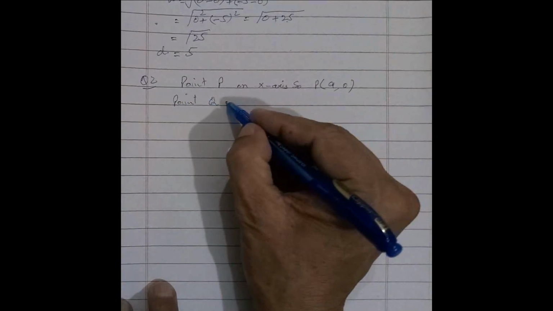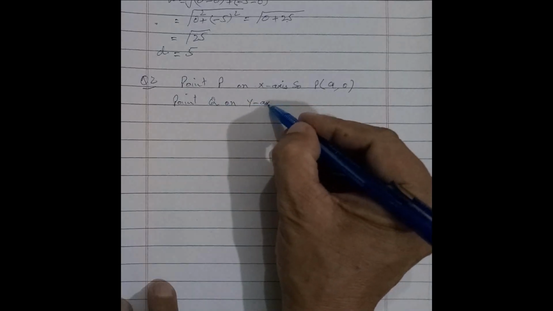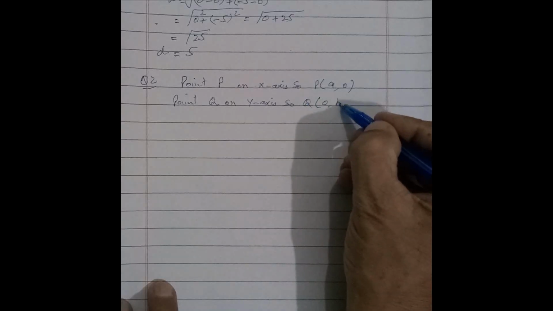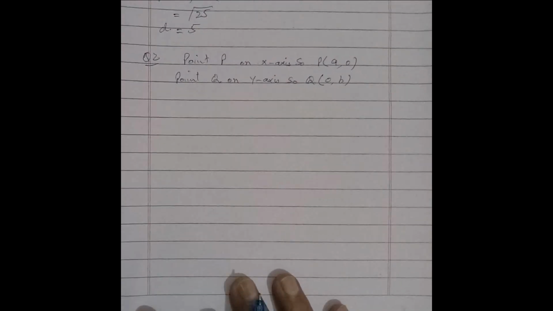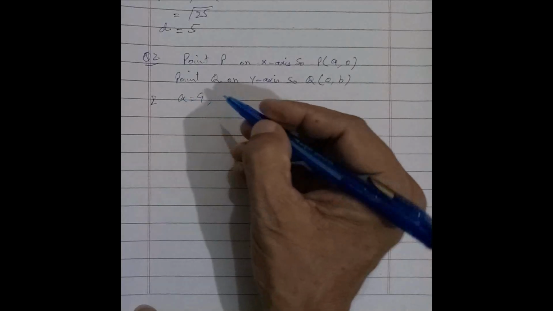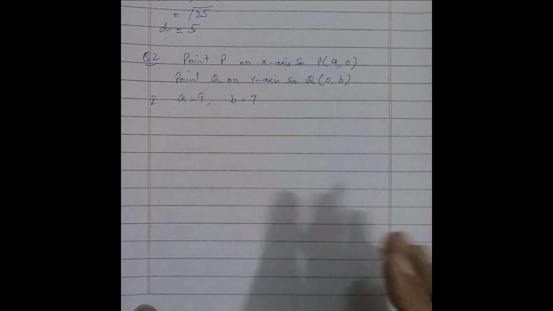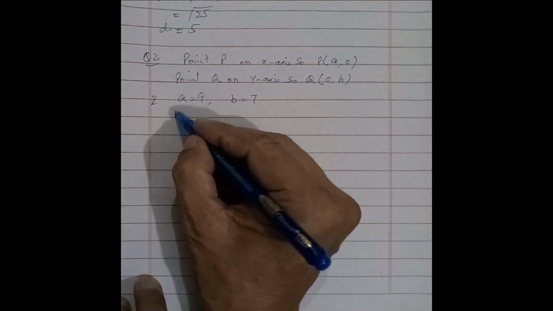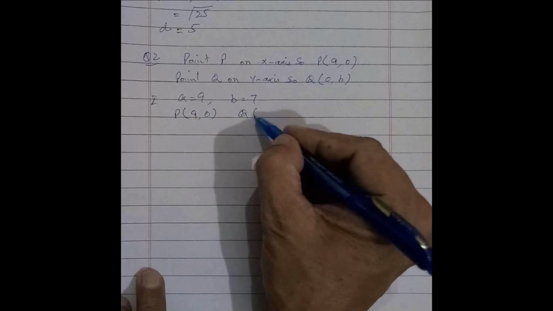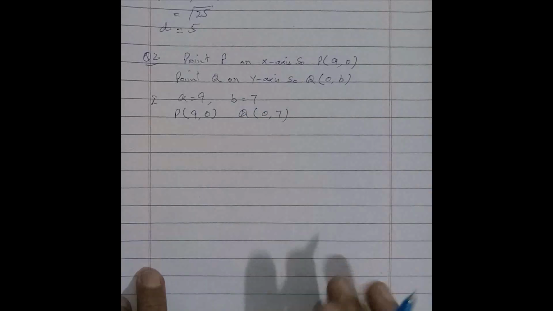And point Q is on the y-axis, so the coordinates of Q are (0, b). So these are the coordinates of points P and Q, and now we solve question part 1, question 2, in which a is equal to 9 and b is equal to 7. So the coordinates of point P are (9, 0), and coordinates of Q are (0, 7).